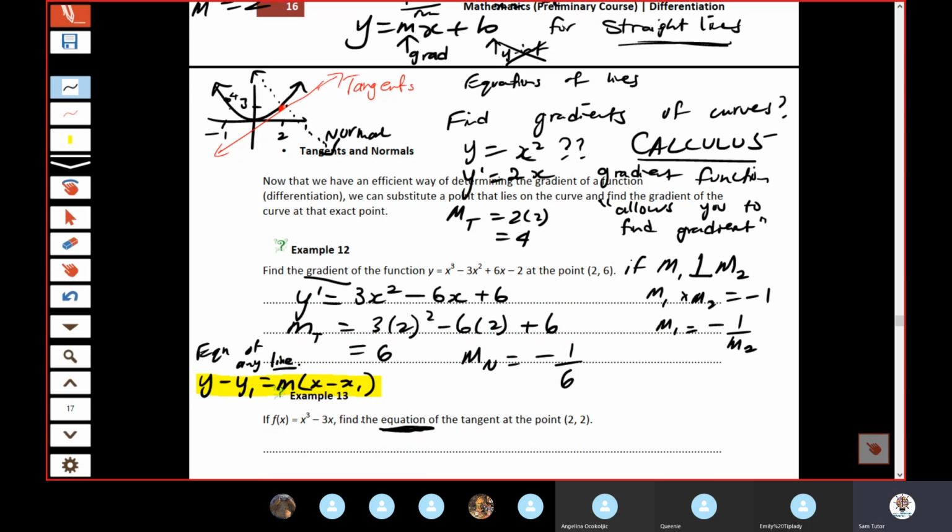So as soon as you see the words find the equation of a line, or tangent, or normal, it's always this formula here. You cannot forget this formula. Super important.